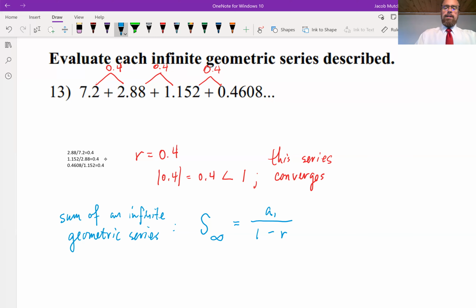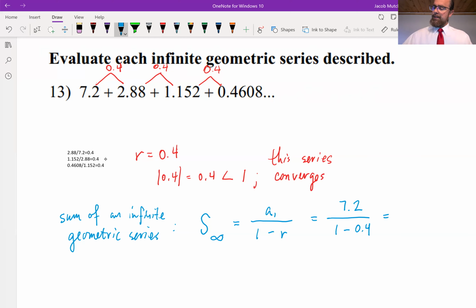Well, all we've got to do is identify what my first term is and the common ratio. The common ratio we've already found to be 0.4. So for us, we'll go ahead and fill in here. We're going to have 1 minus 0.4 in the denominator. And then the last piece that I need is the first term. So my a sub 1 here is going to be 7.2. And that is all I need to calculate.